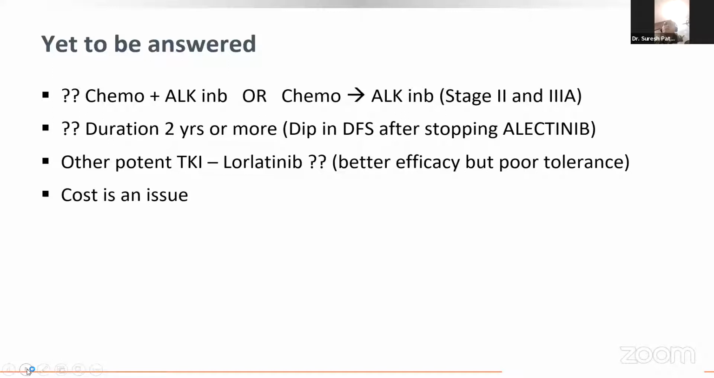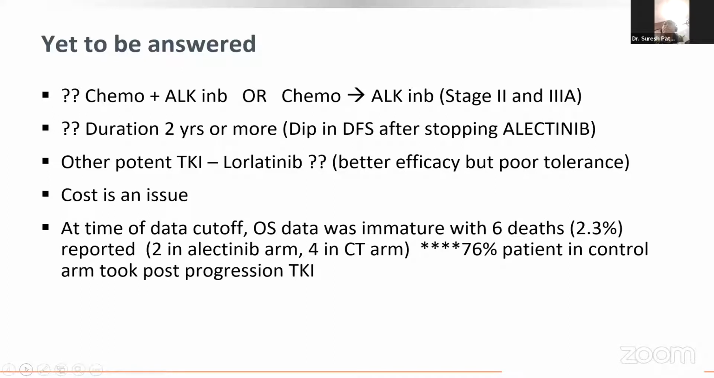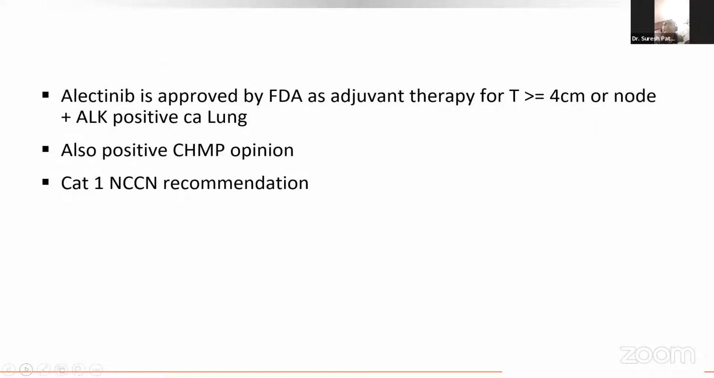Definitely, in a developing country like India, cost is definitely a major issue. At the time of data cutoff, overall survival data was immature with 6 deaths, which was around 2.3% reported, 2 in the alectinib arm and 4 in the chemotherapy arm. 76% of patients in the control arm took post-progression TKI, that is, subsequent therapy. Next slide, please.